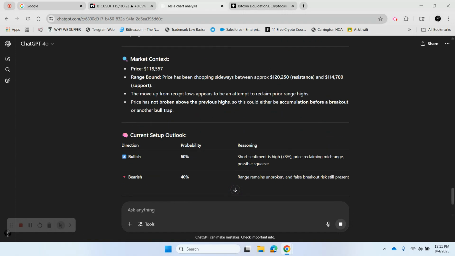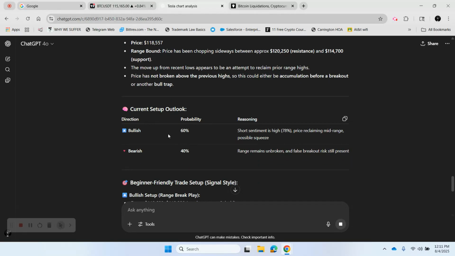So the price right now is at 118 based off the replay. So it's 60% bullish. All right, short sentiment. Well, I don't know why I added this in. Let me see. There is no sentiment on this. Redo the analysis, all right, because I didn't give it any.